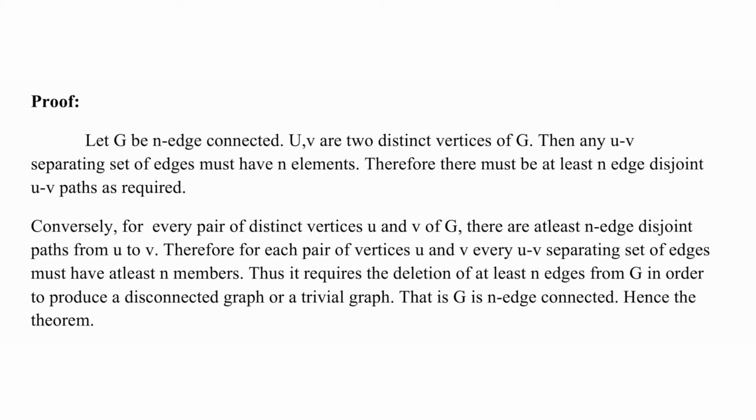Therefore, for each pair of vertices u and v, every uv separating set of edges must have at least n members. Thus, it requires the deletion of at least n edges from G in order to produce a disconnected graph or a trivial graph. That is, G is n edge connected. Hence, we proved the theorem.